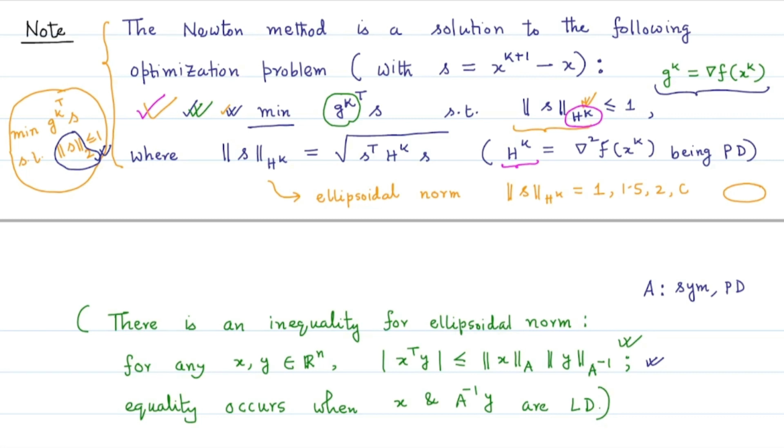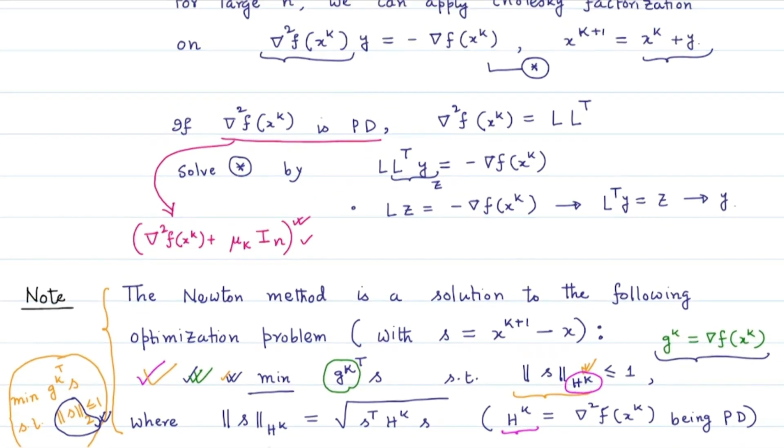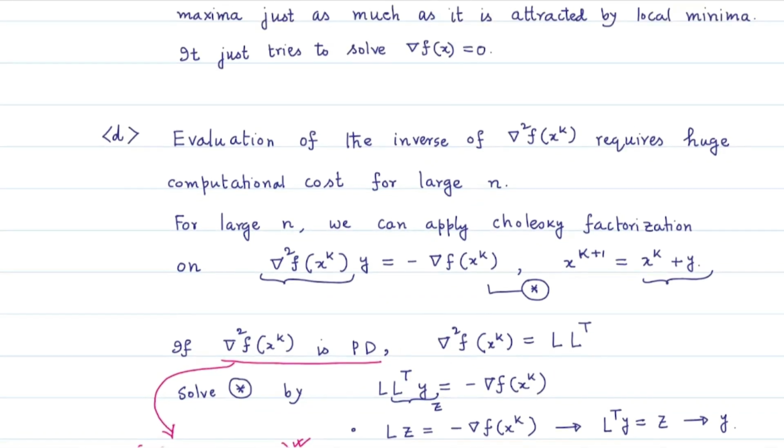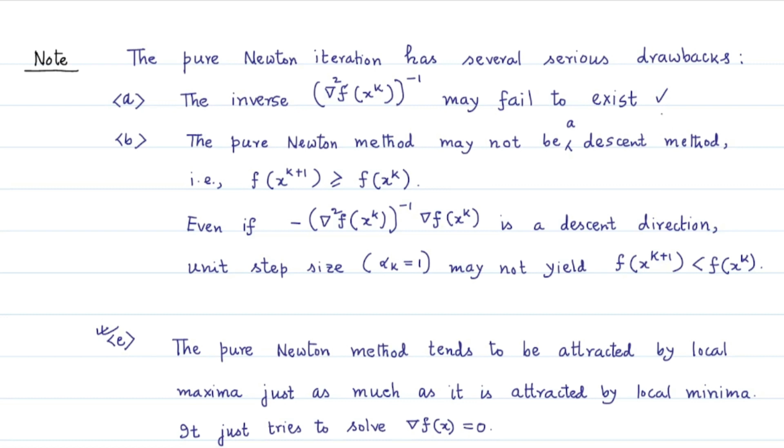So after all these notes, we go next to alleviate the drawbacks of this pure Newton method. We start with the first drawback. For the first drawback, I have already mentioned that if the inverse does not exist, then you go for revising this Hessian matrix by Hessian plus mu k times In, which is called the Levenberg-Marquardt modification.